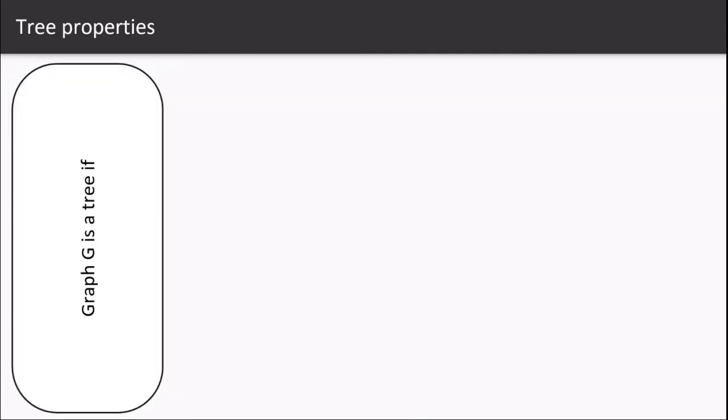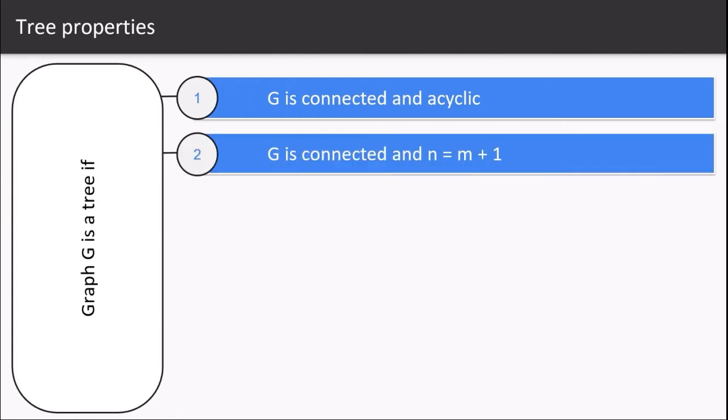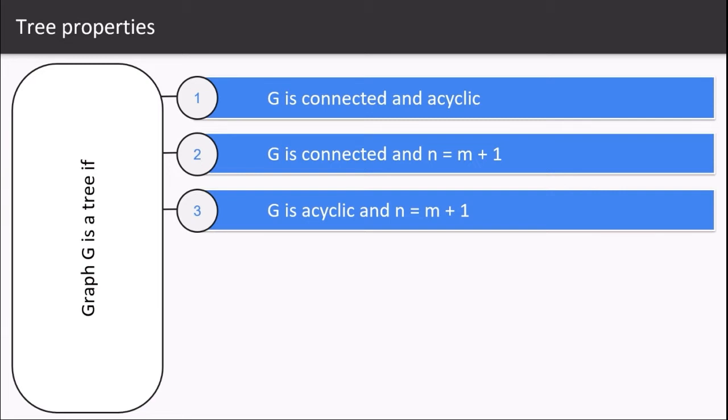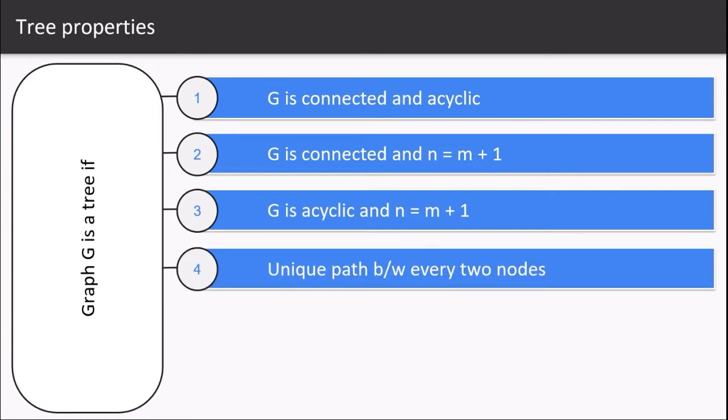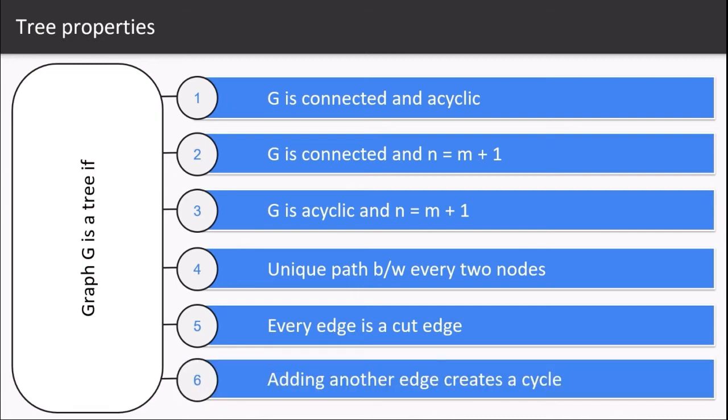So summarizing the properties of a tree graph, the first one is a graph G is a tree if G is connected and there are no cycles. A graph G is connected and number of vertices is equal to number of edges plus 1. Same goes for acyclic. There exists a unique path between every two nodes, and every edge is a cut edge, which means that by removing an edge, we will end up disconnecting the graph into two components. Also, adding another edge creates a cycle.